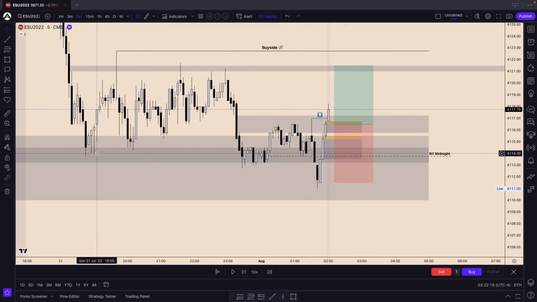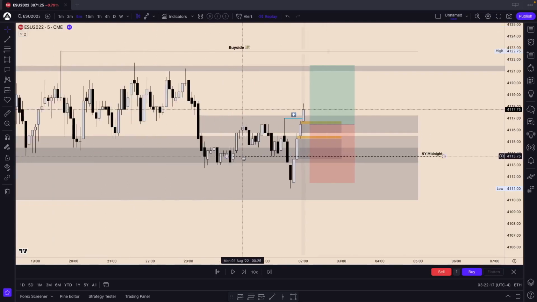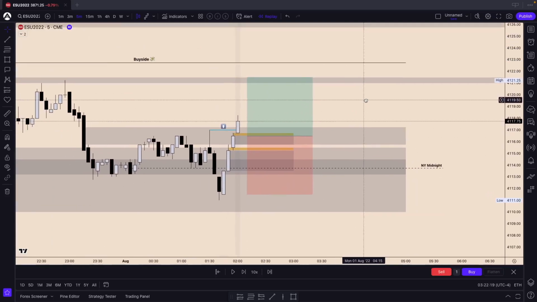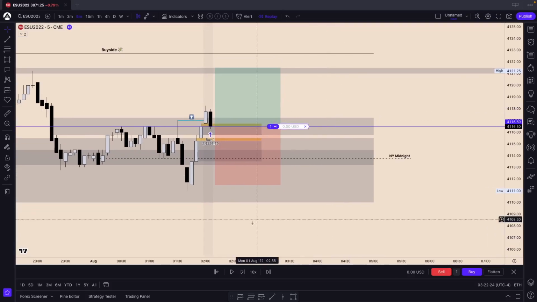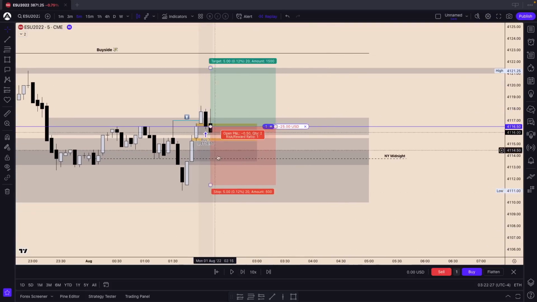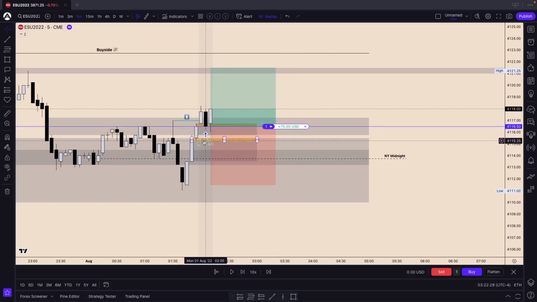Alright, and we would have also cleared that Asian session low during London. Now we have a market structure shift. This is a nice formation. Right here we would have gotten our fill, so we're going to buy one contract. And we want to see this fair value gap, or at least those two fair value gaps, to be respected.